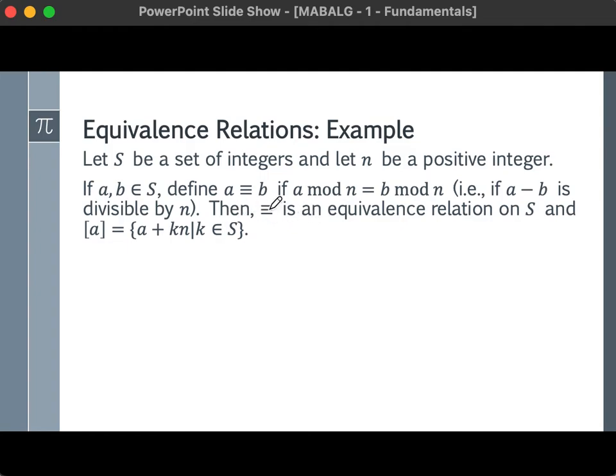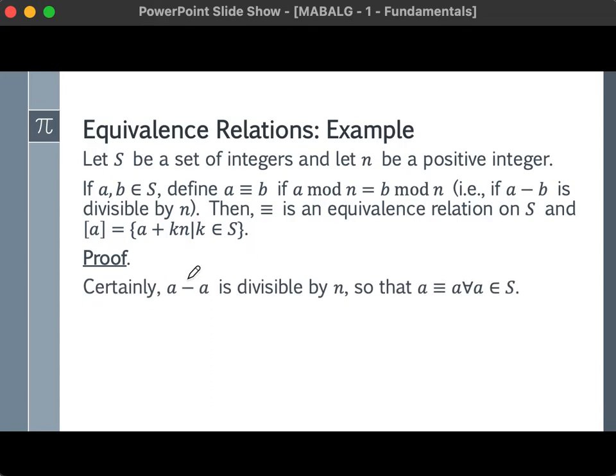Then this congruence is an equivalence relation on S, and the equivalence class of a is equal to a plus kn, such that k is in the set of integers. So this is an important example. We're going to provide a proof that this really works. Certainly, a minus a is divisible by n, because it will be 0, and 0 is divisible by any number, so a is congruent to a for all a in S.